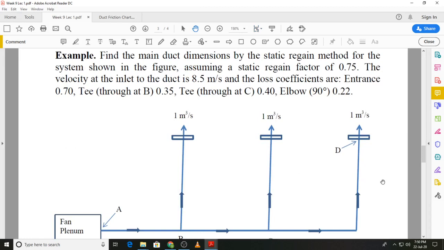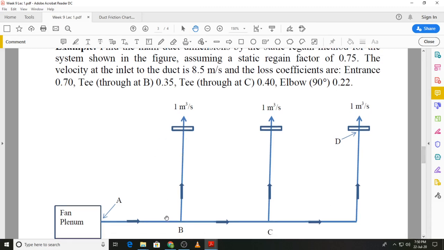So we have a simple duct system with 3 diffusers, each having a flow rate of 1 cubic meter per second, and you are shown where the fan plenum is. We are given the static regain factor, and because we need the starting velocity after the fan plenum, that is given to us as 8.5 meters per second. We are also given the various loss coefficients: one at entrance, then the T through at B, so that means we are moving in this direction, then the T through at C, and this 90-degree elbow.